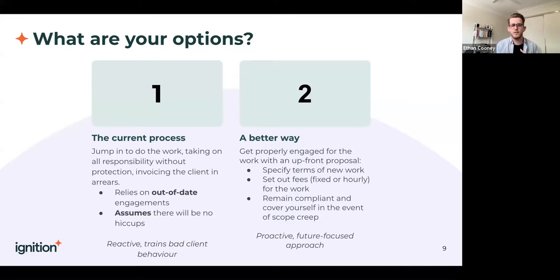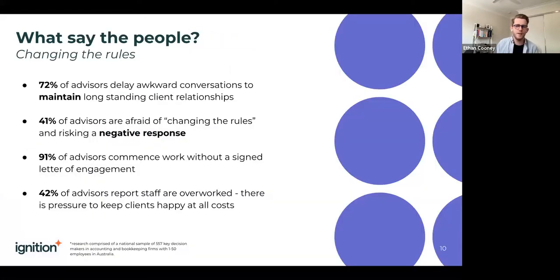So what we've seen is that this typically relies on out-of-date engagements, and assumes there are going to be no hiccups, or as Beck said, assuming that the data is going to be in great condition when we receive it, and we're going to get things on time, which is often not the case. But we think there is a better way: getting engaged upfront with a proposal to help you specify the terms of your work, set out your fees, and remain compliant. This is a really proactive approach to your clients.